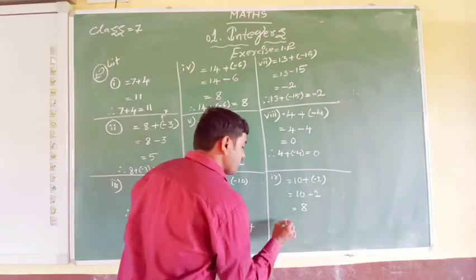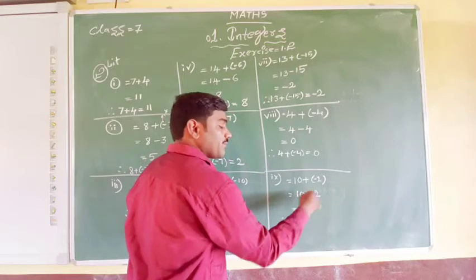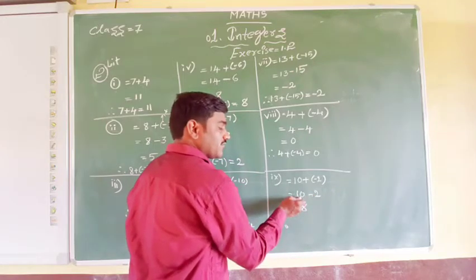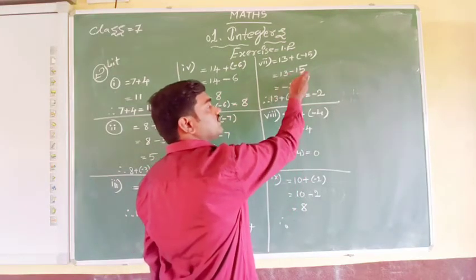This also we can remember in this way. Because here one positive number, here one negative number. Subtract, 10 minus 2 is 8. The bigger number's symbol is plus. So we get plus.